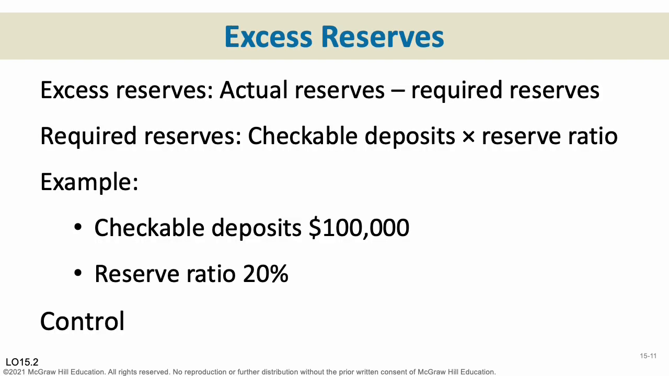So what does a bank do with reserves? Excess reserves are actual minus required. So let's say you are required in this case to have a 20% reserve ratio and you have $100,000 of deposits. So in our previous example, excess reserves are $90,000. Actual reserves, remember, were $110,000. Our required reserves here would only be $20,000. $100,000 times 20% is $20,000. So we now have $90,000 in excess reserves. And the bank can use those excess reserves for operations.